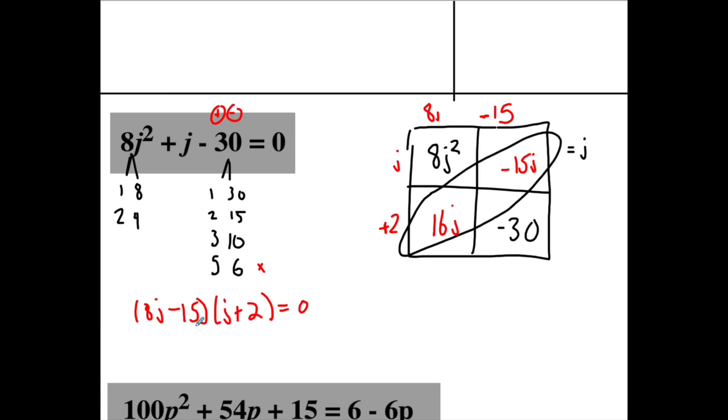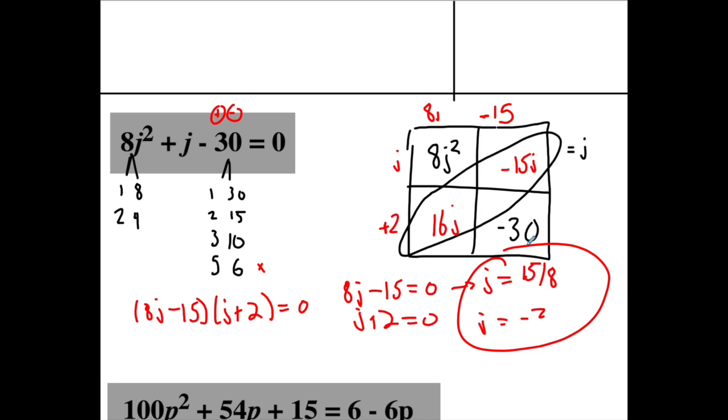Okay, and now I need to solve this. So either 8j minus 15 is 0, because these things are multiplying to get 0. So j equals 15 over 8. Or j plus 2 is 0. So j equals -2. Okay, those are our two solutions.